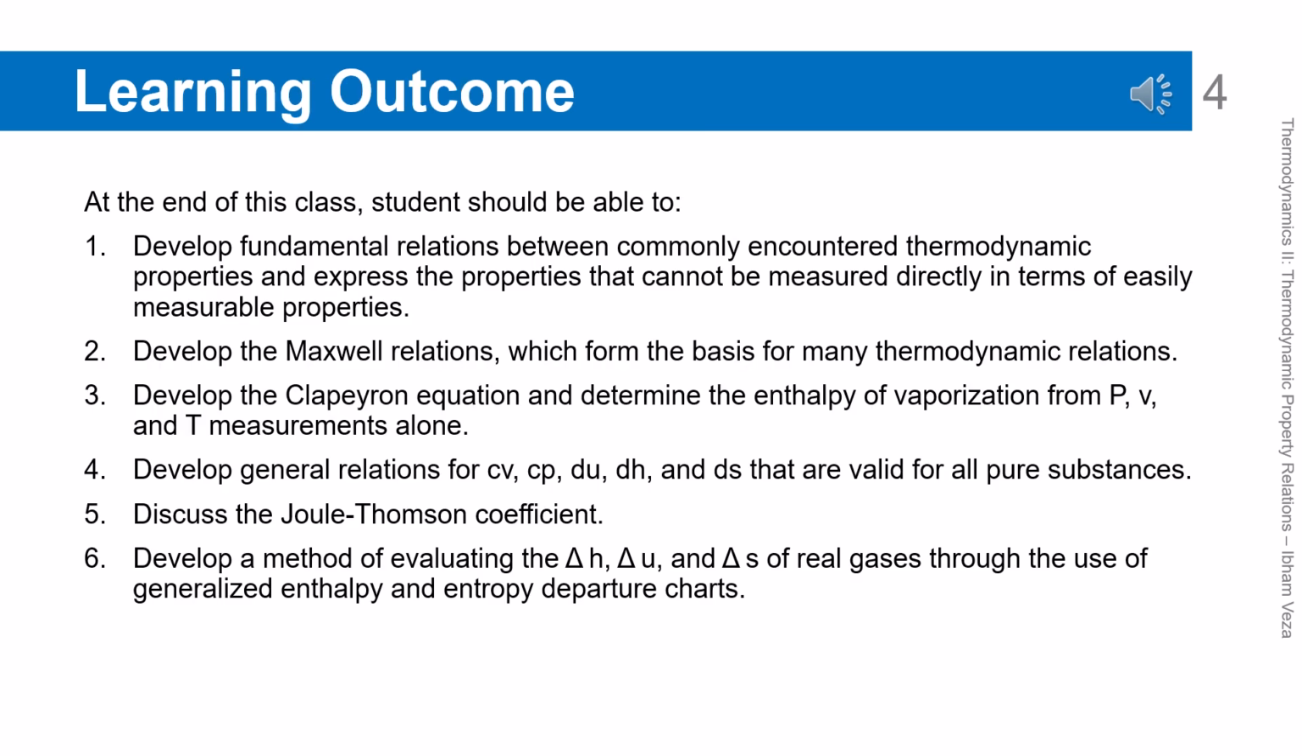Learning outcomes. The learning outcomes emphasize the ability to systematically derive relationships among properties. Students are expected to understand and apply Maxwell relations and the Clapeyron equation. In addition, general relations for CV, CP, du, dH, and ds are key topics. The Joule-Thomson concept and the use of departure charts are also important components. All of these aim to make thermodynamic analysis more general and not solely dependent on tables.